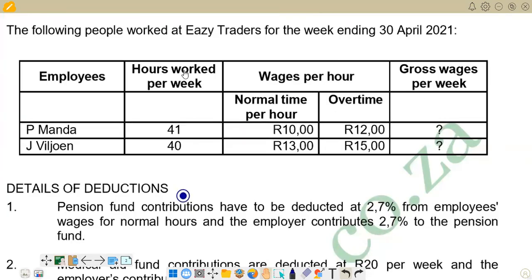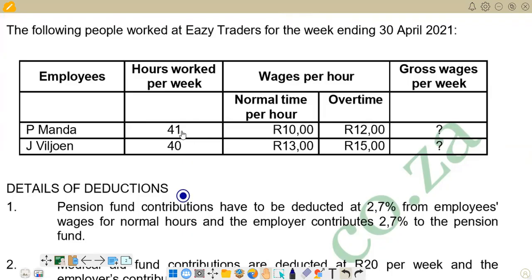The column for hours per week represents the normal hours that have been worked. If you look in the additional information, we are not told what number of hours represents normal hours worked. In that case, we just consider the number of hours given here as the normal number of hours that are supposed to be worked. For P Manda, 41 hours, and then J V Joyn is also having 40 hours. So we are regarding this as our normal hours.